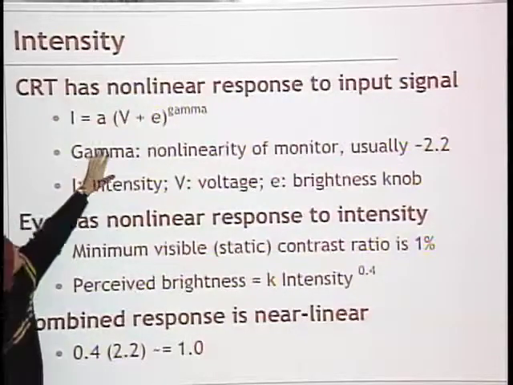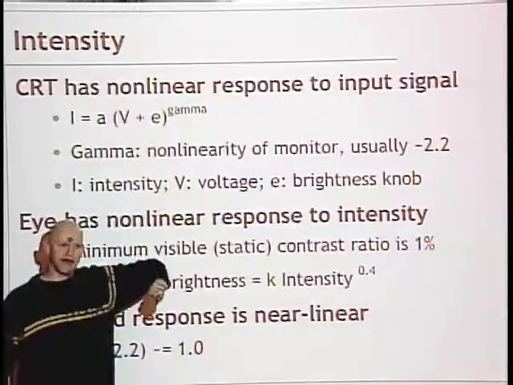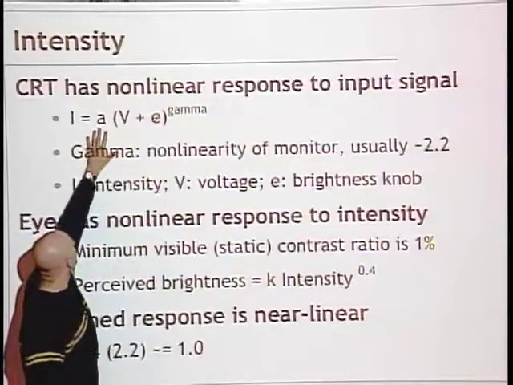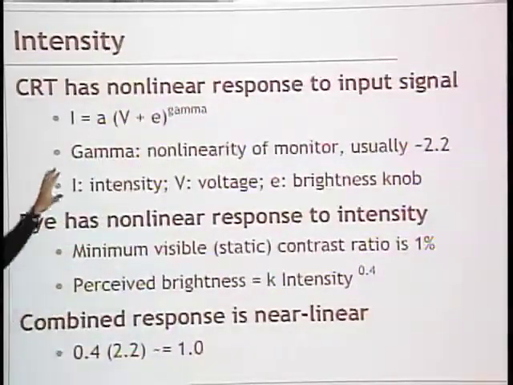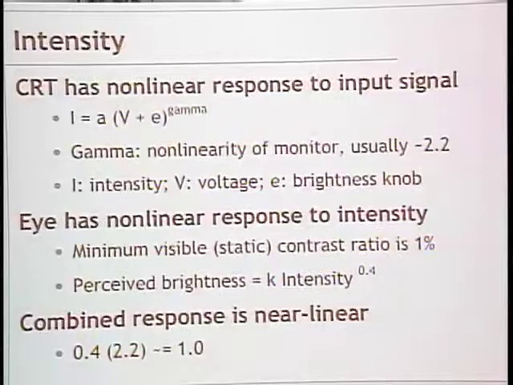So you put in your voltage, the brightness knob biases the voltage, and then you take that to the gamma power, and that spits out a certain number of electrons. That's your intensity. The intensity is actually the number of photons that it's spitting out. That's nonlinear, which is a bit of a problem. If you go from 50 in your frame buffer to 100 in your frame buffer, you want it to spit out twice as many photons, but it doesn't work like that. CRTs just don't work like that.